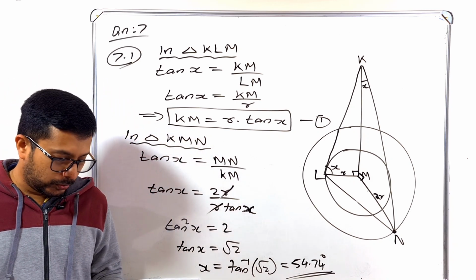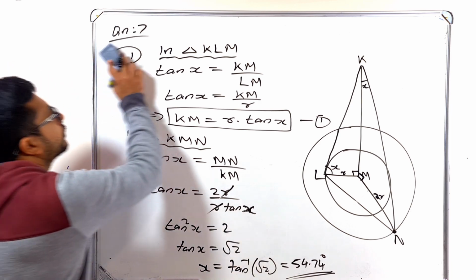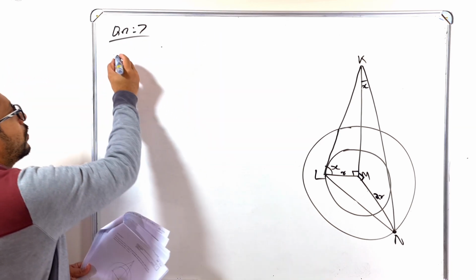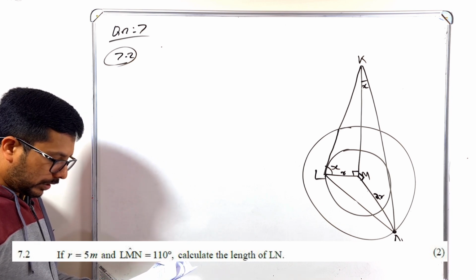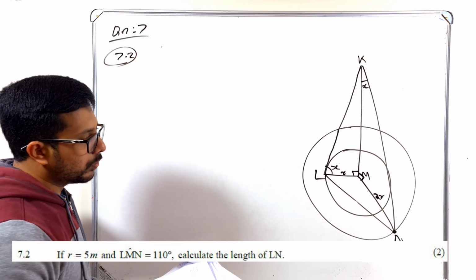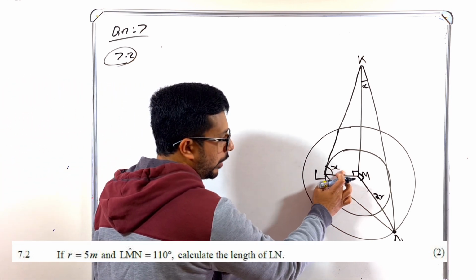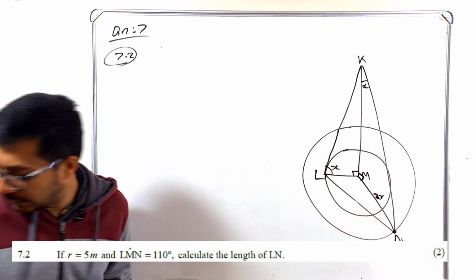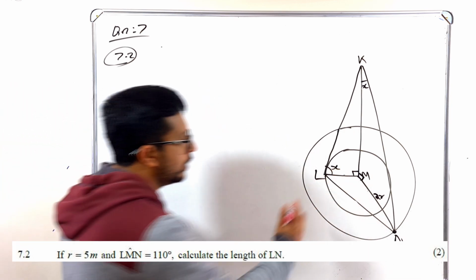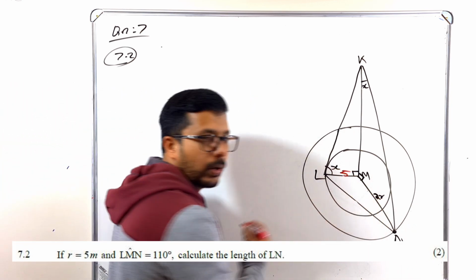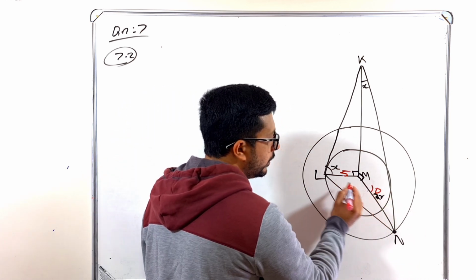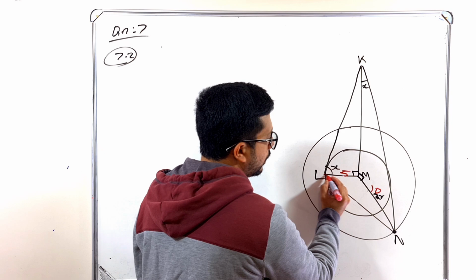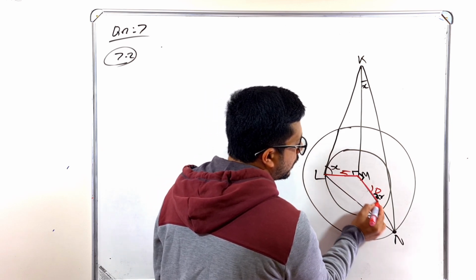Now let's move to 7.2. Question number 7.2. What is that question? If r is equal to 5 meters, so this r is 5, it means that now we know the length of r, that one is 5. So what about this 2r? 2 times 5, that is 10. So this one is 10. So this length is 5 and this length is 10.